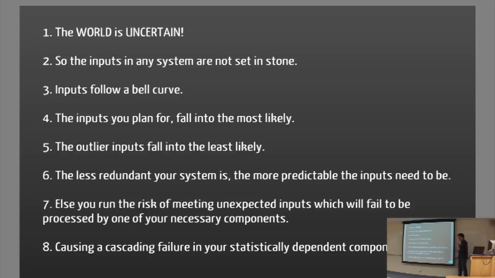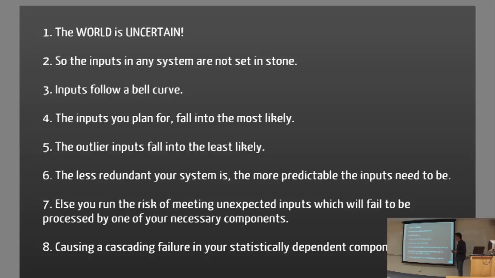If your system is really low redundant, like the first picture you saw, where there are only four modules, then the inputs going into the system, which is a plan, have to be very predictable. You must know exactly what the inputs are. You must be sure what the inputs will be. Else you run the risk of meeting unexpected inputs, which will fail to be processed by one of your necessary components, which will cause, again, a cascading failure in your statistically dependent components. Any questions for that?